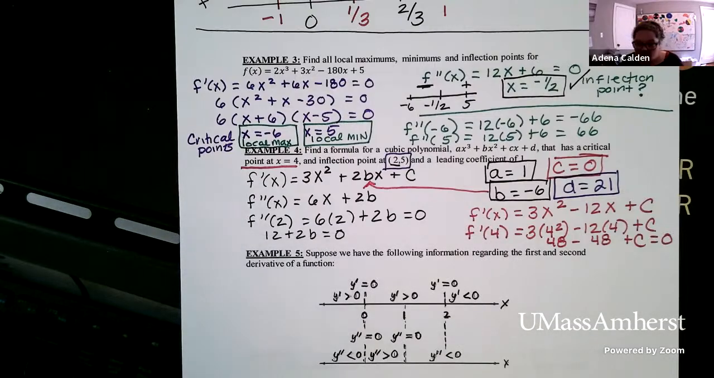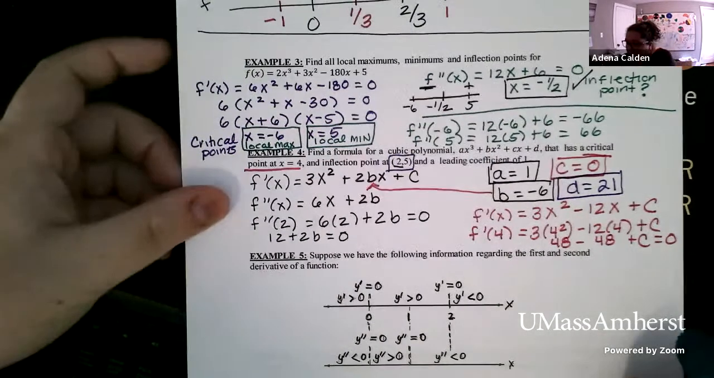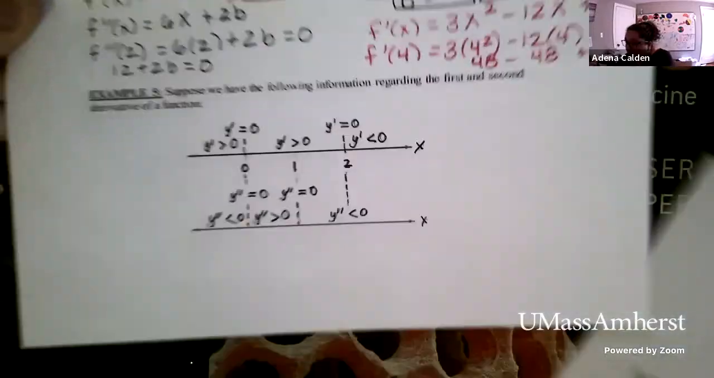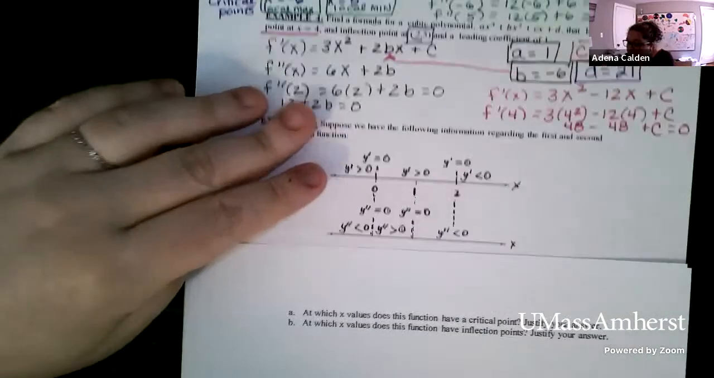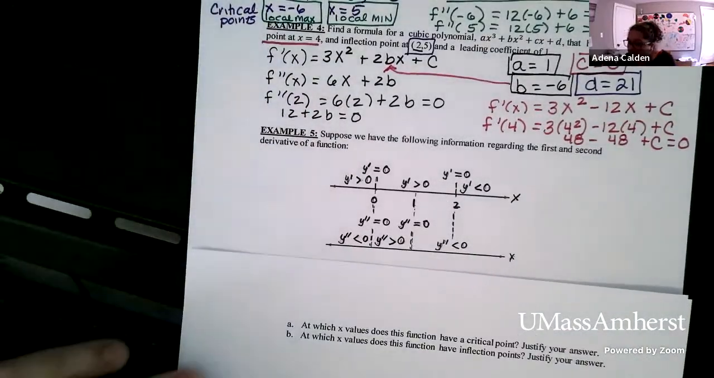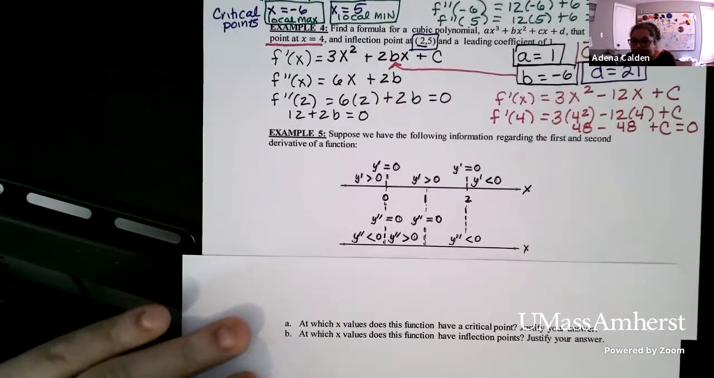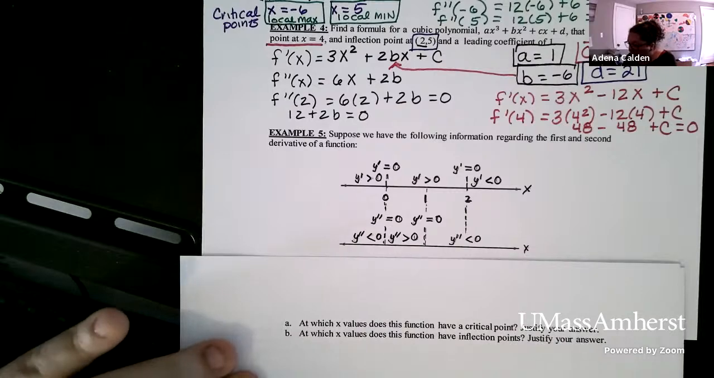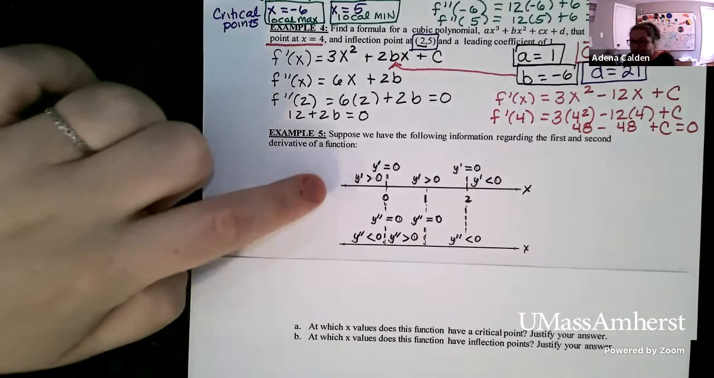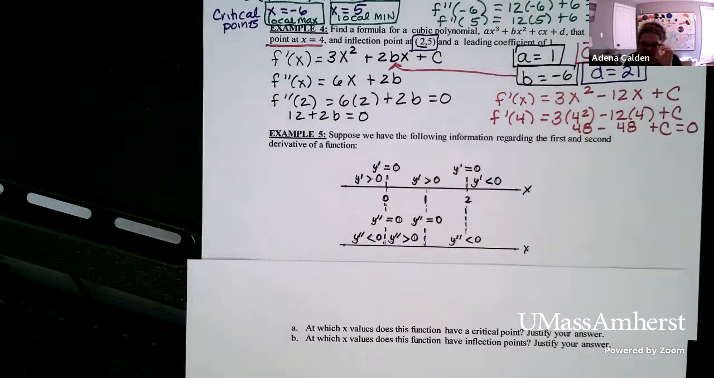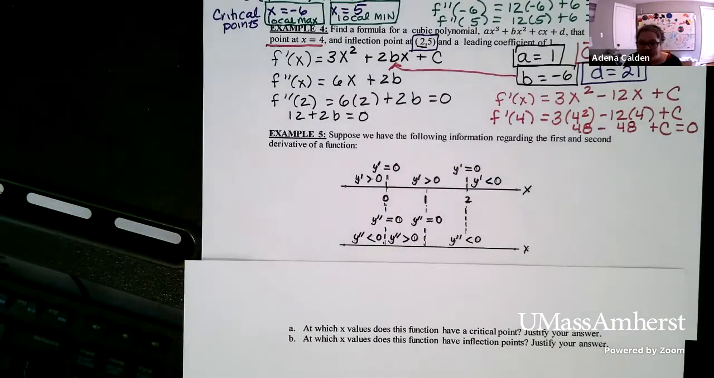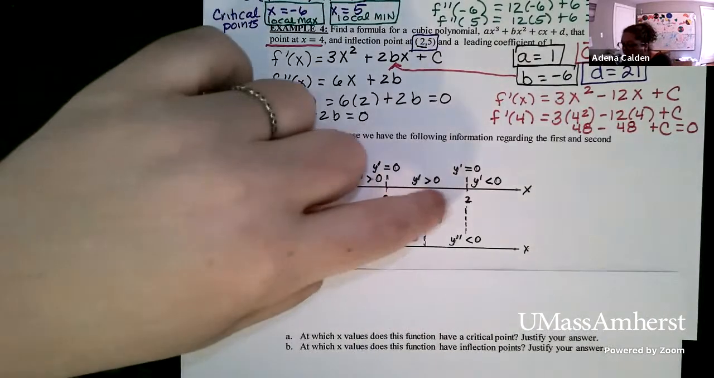It sort of spans over 2 pages. So let me, I don't know why I printed it like that. That was goofy of me. So here's what we're working with here. Okay, so we have this chart that is going to give us information about the first derivative and the second derivative. And so this is what's happening at different values. So 0, 1, and 2.